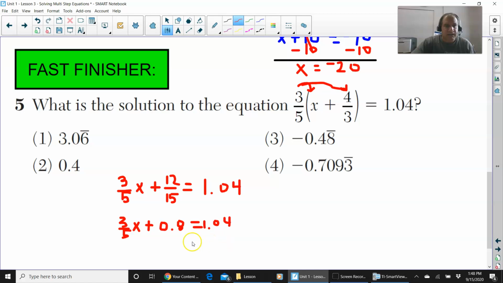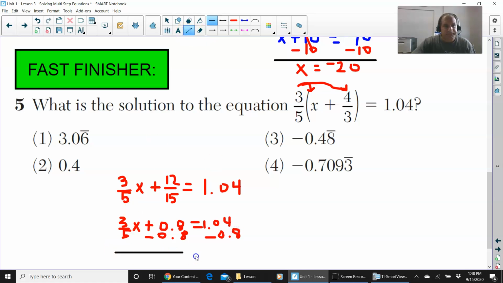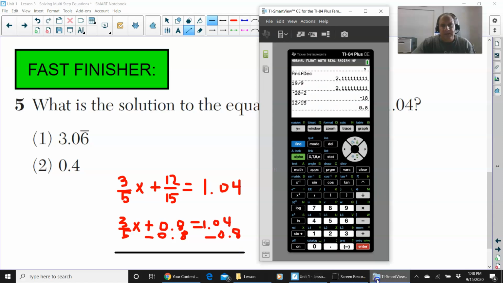And then treat it like any other question. You subtract the 0.8, right? Subtract 0.8. Grab your calculator again. And you have your calculator right near you. I'm going to clear it out because I don't like the way that screen looks. And it's 1.04. Put it in just like I'm doing. Minus 0.8.